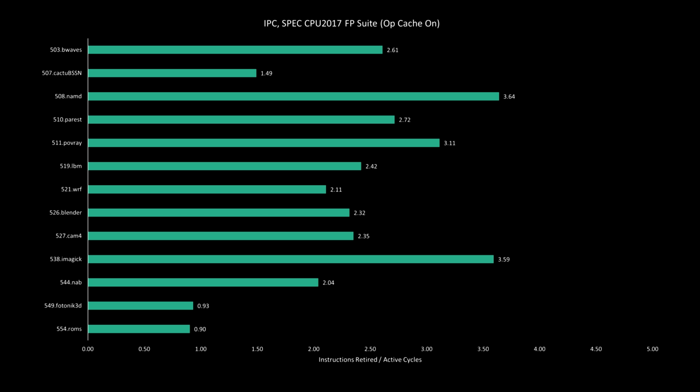But 2 tests stand out here. There's Imagick, that averages 3.59 IPC, basically 3.6 IPC, and there's NAMD that averages 3.64 IPC. If you turn off the op cache, that makes Imagick's score drop by 13%, and NAMD takes a 20.76% loss, so both of them are outliers. It's not quite as bad as Exchange 2, but these are higher than average losses, and they hurt.